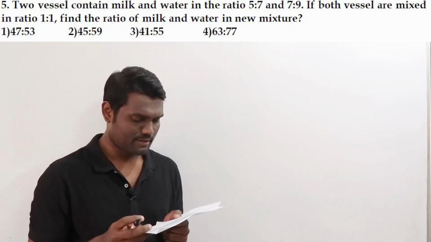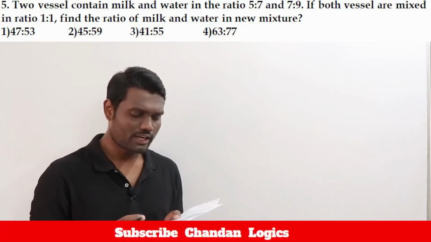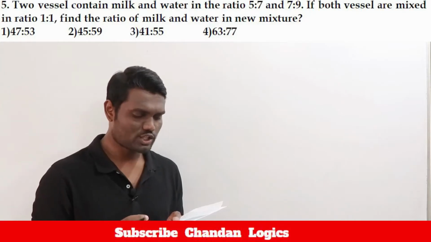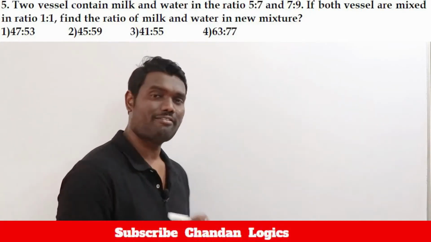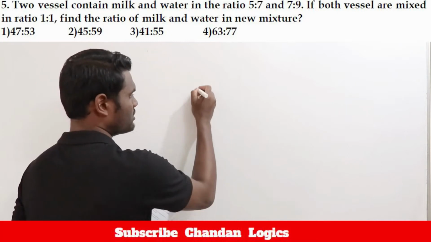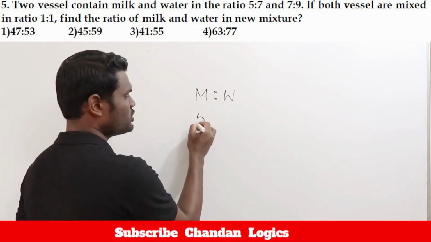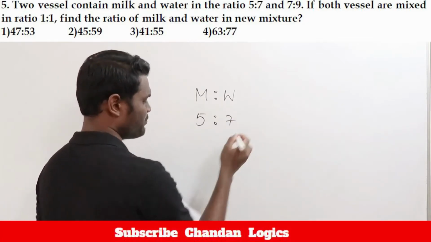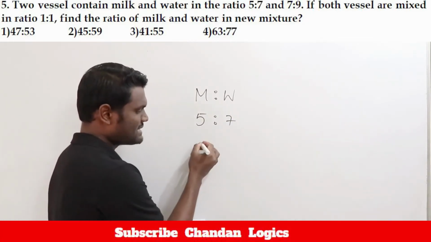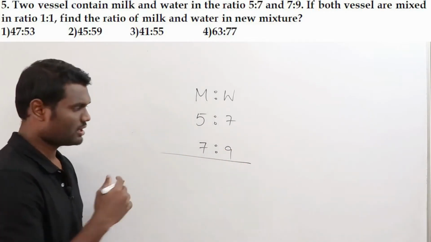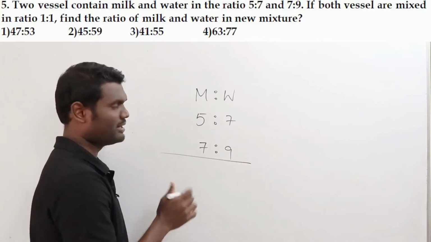Let us look at the next example. Two vessels contain milk and water in the ratio 5:7 and 7:9. If these two vessels are mixed in the ratio 1:1, the ratio of milk and water in the new mixture is. So you have two vessels, milk to water. Initially it was in the ratio 5:7. Later the next vessel is having the ratio 7:9. If both of them are mixed in the container, what is the ratio of milk and water?